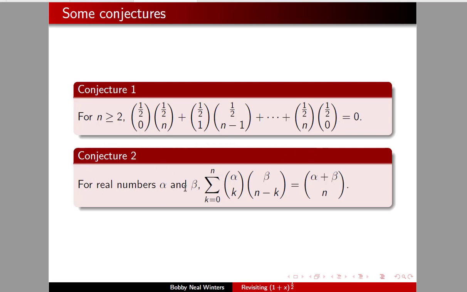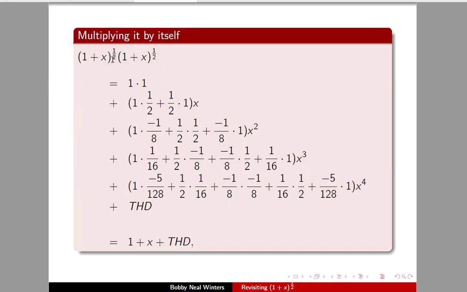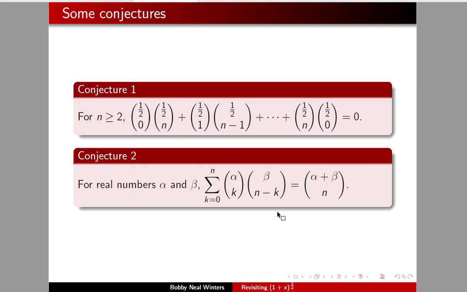Another conjecture, which is more powerful, is that for real numbers alpha and beta, the sum from k equals 0 to n of (alpha choose k) times (beta choose n-k) adds up to (alpha plus beta choose n). The idea here is that if I do (1 + x)^alpha times (1 + x)^beta, it would be equal to (1 + x)^(alpha + beta), and this would be the coefficients of such a thing.